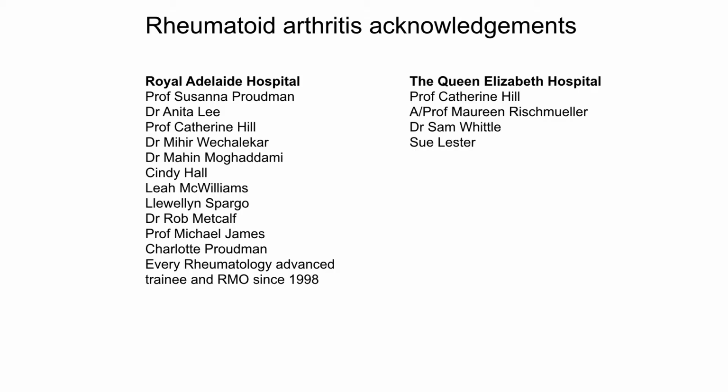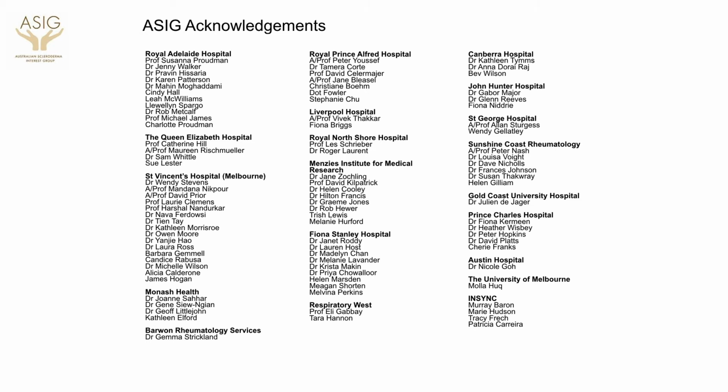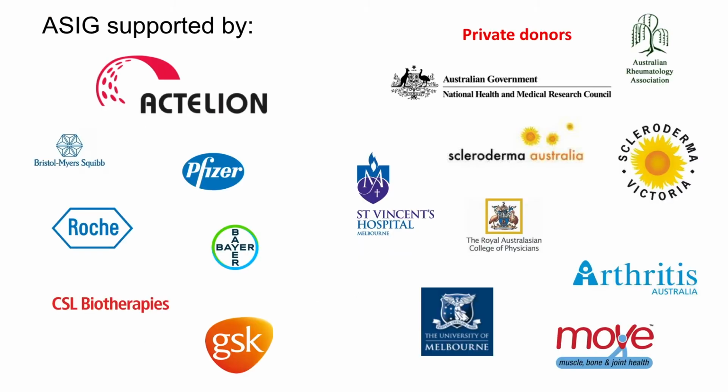So with that, I'll just show you some long lists of all the people who've contributed to this sort of work. So with the rheumatoid arthritis work here at the Royal Adelaide and the Queen Elizabeth, and these have been financial sponsors. And you can see the ASIG work for scleroderma is massive across the country, with lots of support from industry and from other consumer organisations. So thank you for listening.